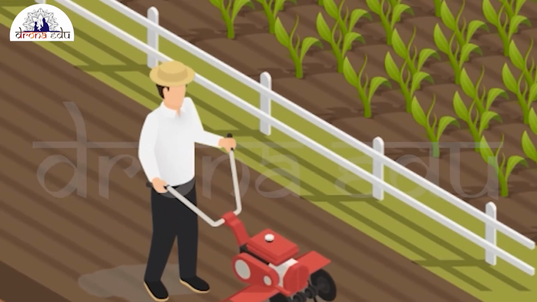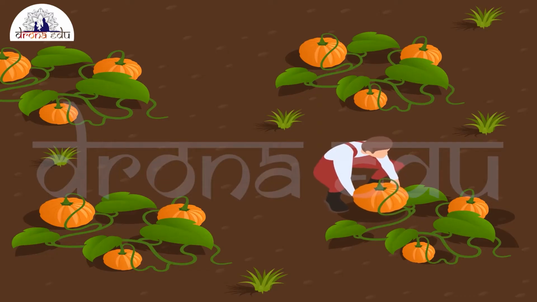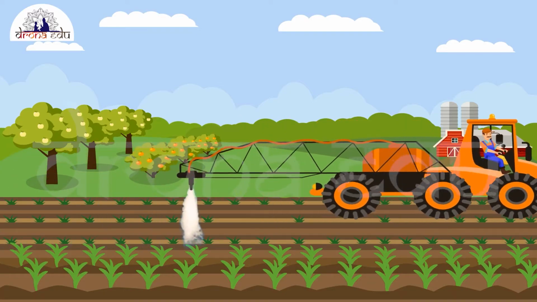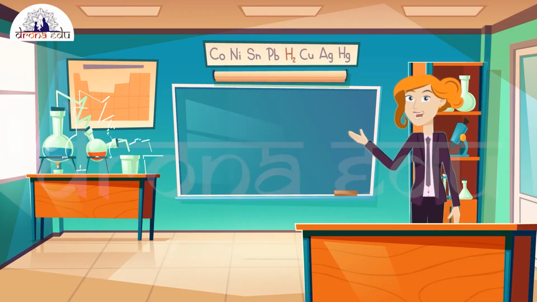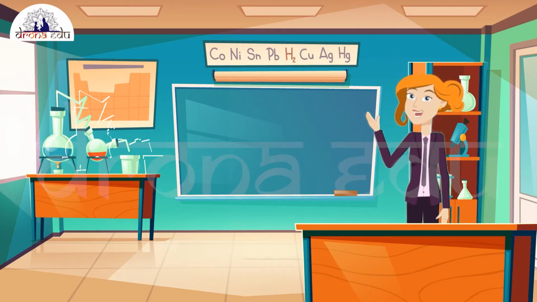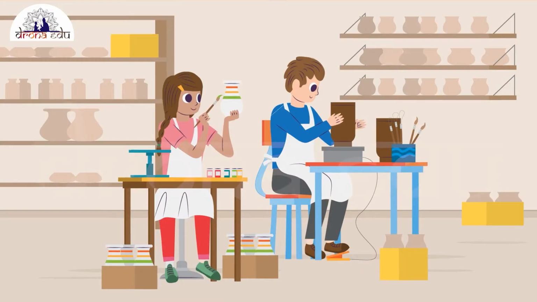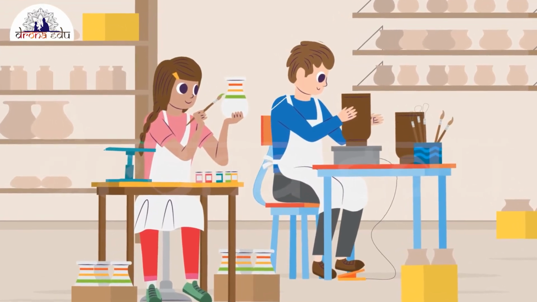Cultivation of soil, ploughing the land to grow crops, harvesting the crop. And non-agricultural activities are like carpentry, fishery, pottery, etc.